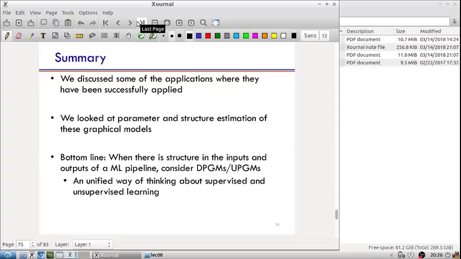Just to summarize, when there is structure in the inputs and outputs of a machine learning pipeline, you like to consider directed or undirected probabilistic graphical models. Many of the methods you've seen, maybe not nonlinear methods or kernel methods, like linear regression, Naive Bayes classifier, and all the things we saw today, like latent Dirichlet allocation and variations of topic modeling, are essentially directed and undirected graphs in disguise. They didn't explicitly say that when they started, but that's what they are.